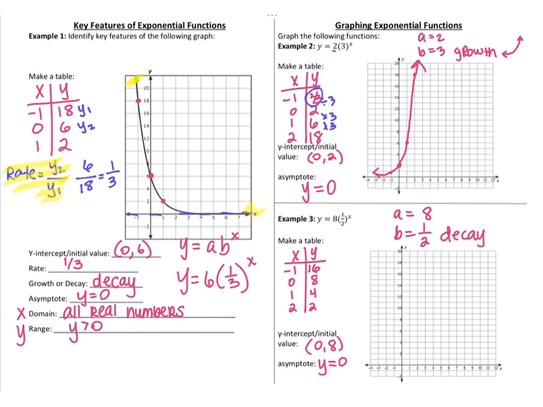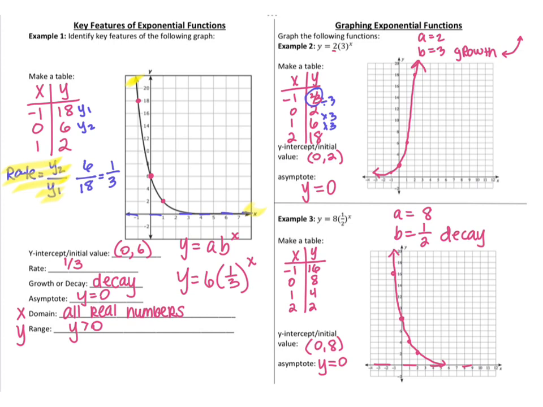So now let's just plug in those points. (0, 8), (-1, 16), (1, 4), and (2, 2). So you can see it has this nice little sloping pattern to it. That's what we call exponential, and it's going to keep going. Remember, it's not ever going to touch this lovely asymptote. Just like that.